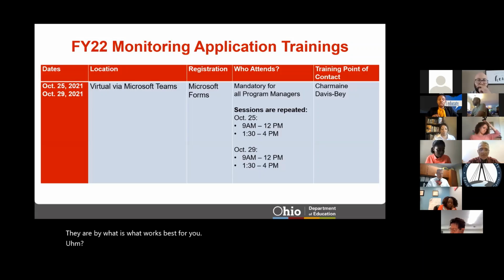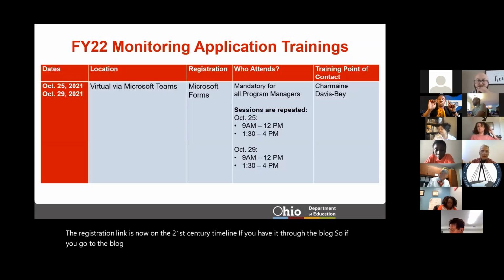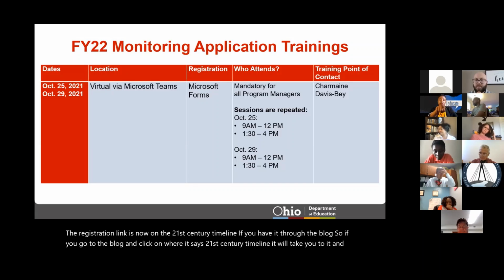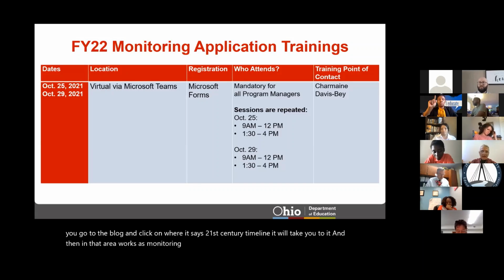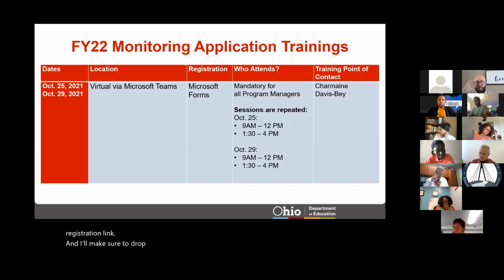The registration link is now on the 21st Century Timeline if you have it through the blog. So if you go to the blog and click on where it says 21st Century Timeline, it'll take you to it. And then in that area where it says monitoring application trainings, you'll be able to click on the registration link. And I'll make sure to drop this in before the end of the training as well.